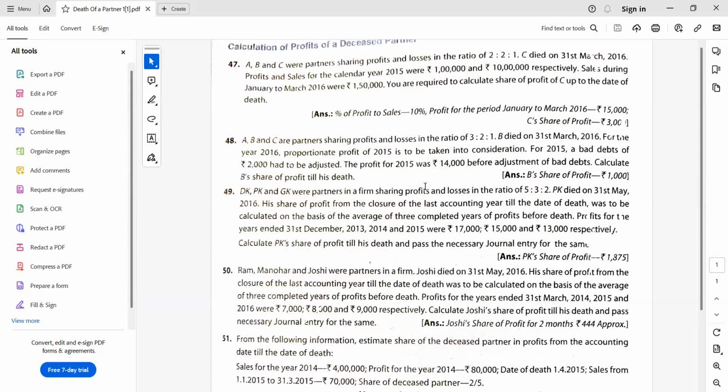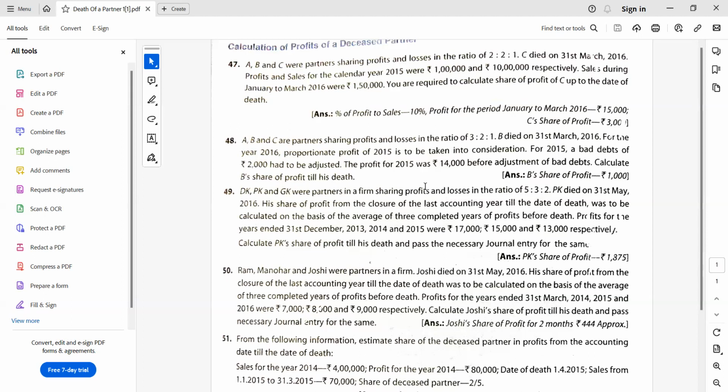So you assume that the year ending is 31st March, yes? Yes, sir. Okay, no problem. Next. So that's it. Okay. So B died. So you multiplied 12,000 into 2 by 6. Yes, sir.